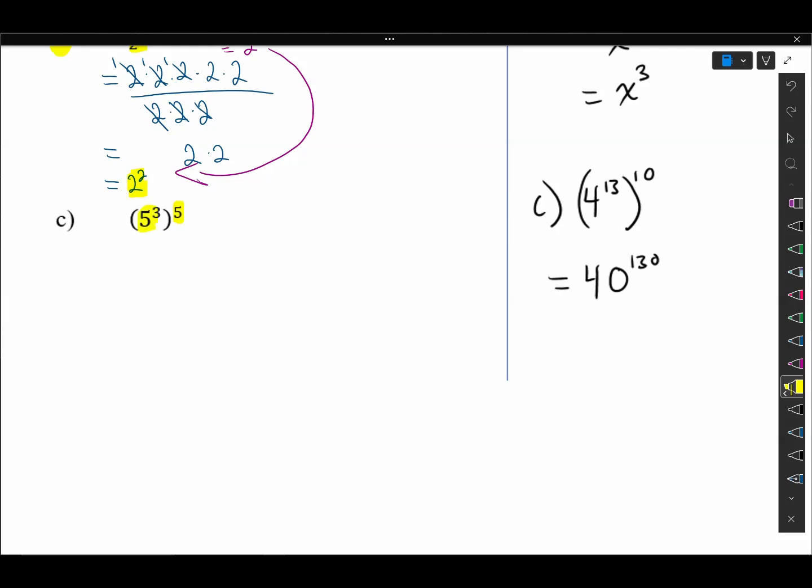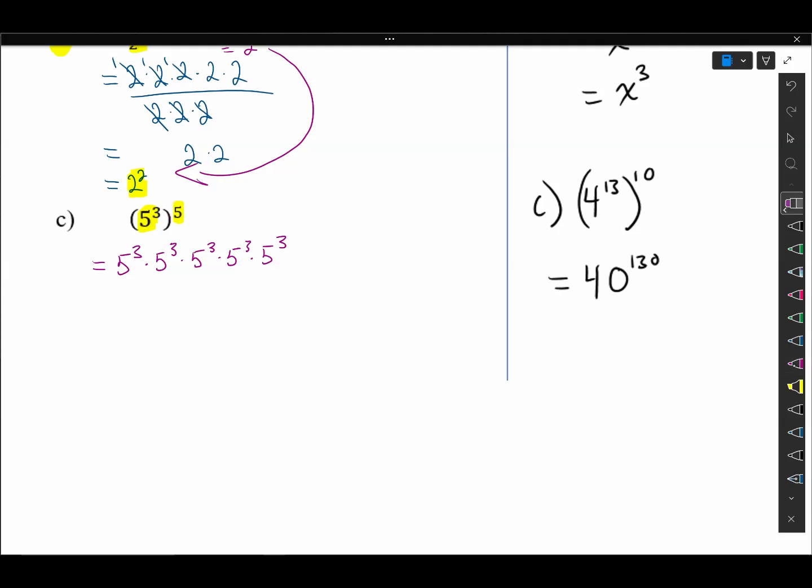That means we're working with 5 to the power of 3 to the power of 5. Well, that's fine. I know how to work with that. That's just like 5 to the power of 3 times 5 to the power of 3 times 5 to the power of 3, and I can keep going, and I can make sure that I write that out 5 different times because that's what my exponent is.